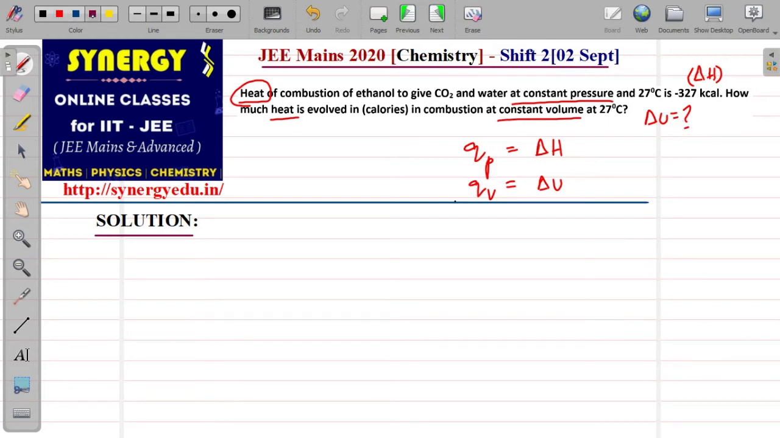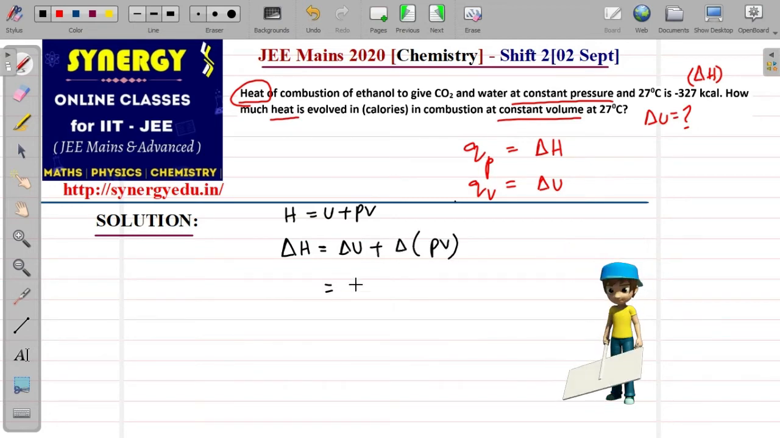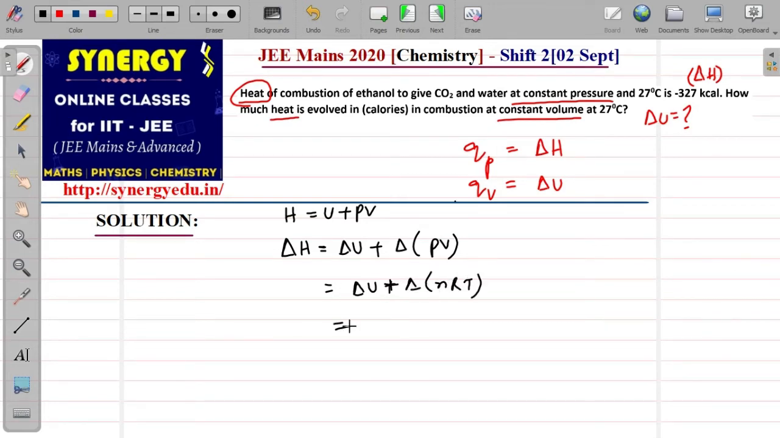So what is the relationship between delta H and delta U for a chemical reaction? We know that H is equal to U plus PV. That is the basic definition of enthalpy H. Now if you apply delta on both sides, you will get delta H is equal to delta U plus delta of PV. Now PV, if you write nRT for ideal gases, we have to assume ideal gases even if they don't mention it in the problem. So since temperature is constant during the reaction, I can take R and T outside delta, then what is remaining is delta n.